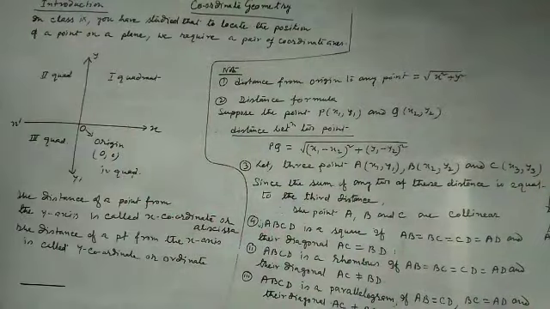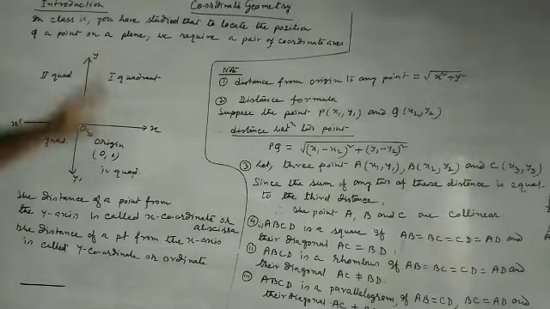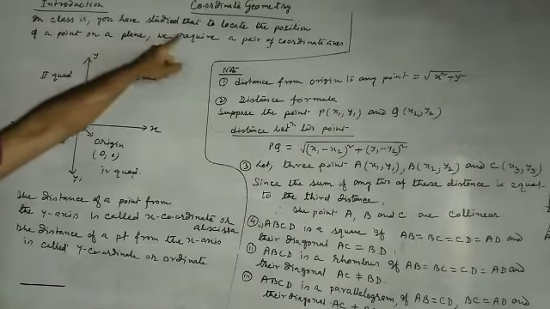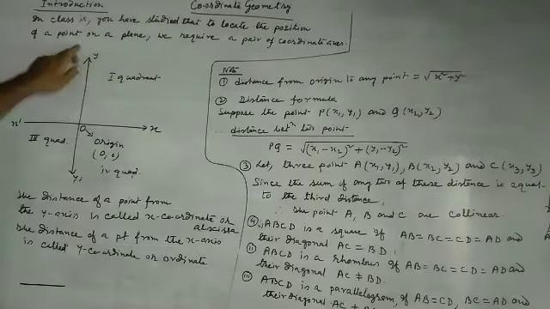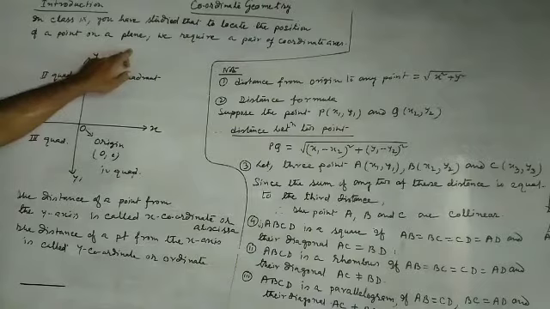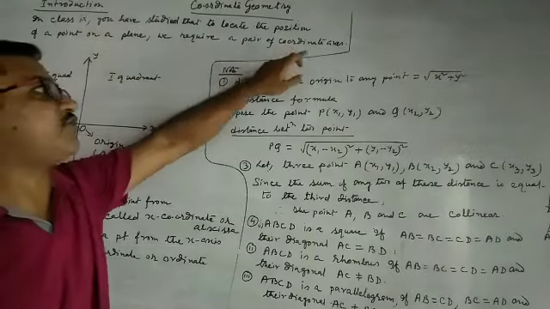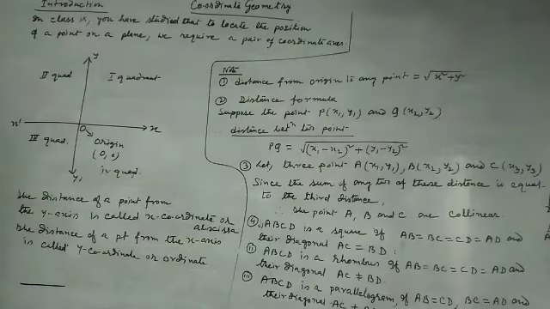Students, today we discuss a new chapter, that is coordinate geometry. In class 9 we have already studied that to locate the position of a point on a plane we require a pair of coordinate axes. In coordinate geometry, we discussed in class 9 how to plot a point, and to plot a point we need two coordinate axes in a plane, that is the x axis and the y axis.